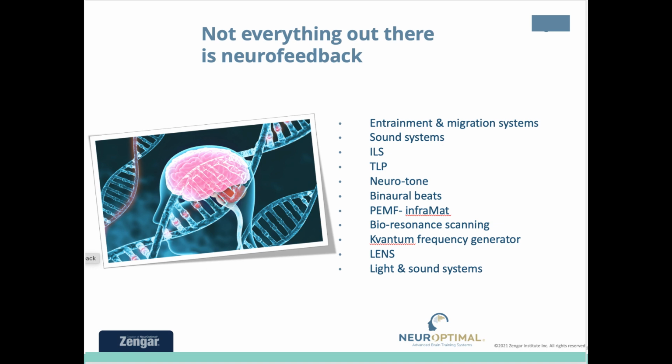So if you have one process that is forcing you to do something, and you are at the same time trying to train somebody to learn to respond on their own, then they're counteracting each other. And so we do not want both systems going on at the same time. So the Zengar position on that is never do anything else at the same time as you're doing the NeurOptimal process.